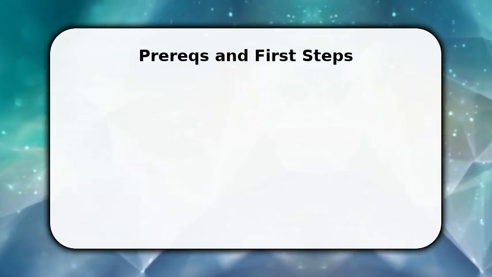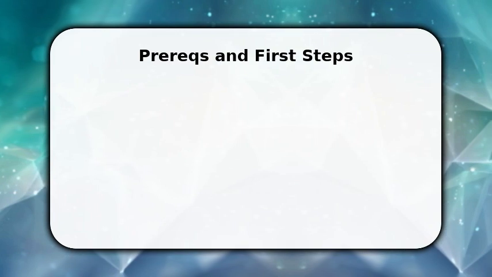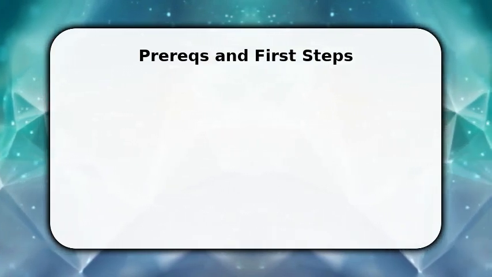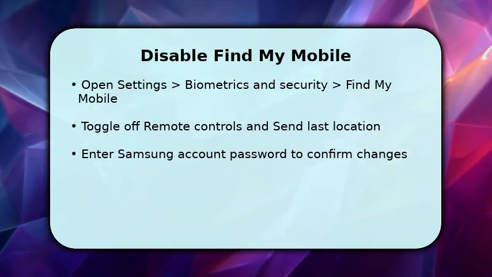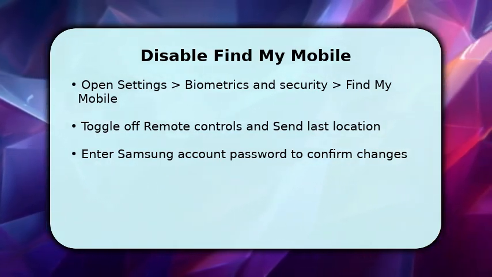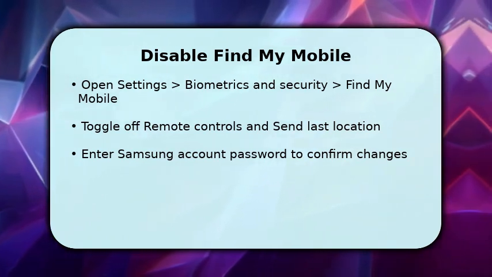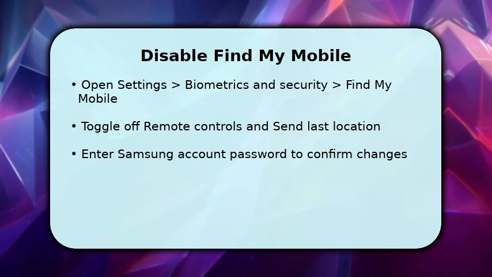Now go to Settings, Biometrics, and Security to begin the removal process, so you don't get blocked later. You now open Settings, tap Biometrics and Security, then choose Find My Mobile. Turn off remote controls first because that severs remote access, and then disable Send Last Location to stop automatic pings.